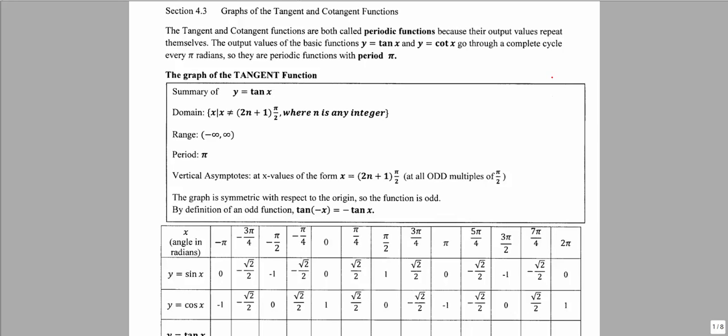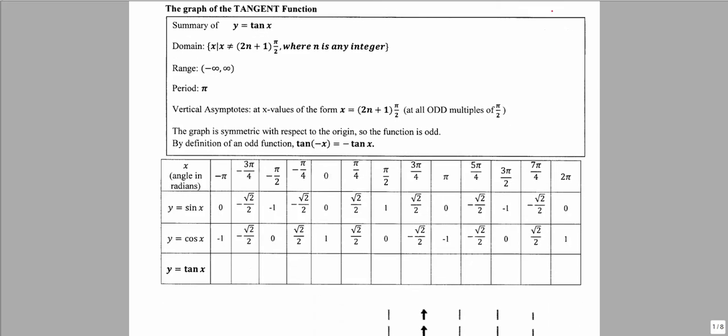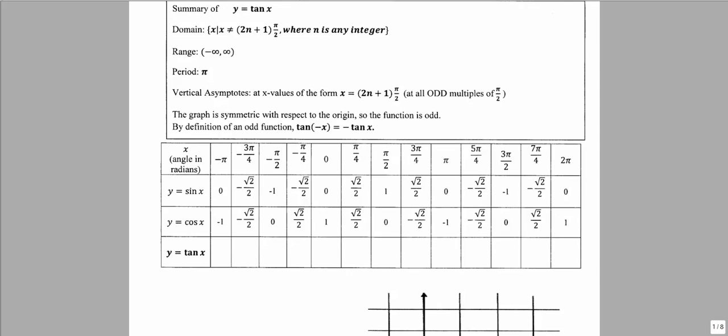Here in section 4.3, we start to discuss the graphs of tangent and cotangent. Tangent and cotangent are both periodic functions, just like sine and cosine, except tangent and cotangent repeat themselves every pi units. Here I have a table, and just like sine and cosine, into our tangent function we have x values in radians that we will be plugging into our tangent function.